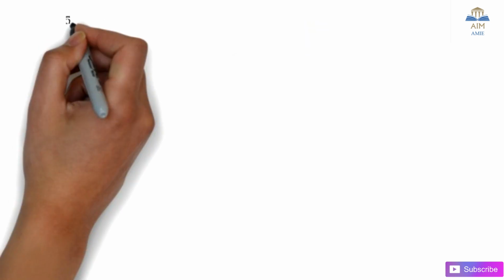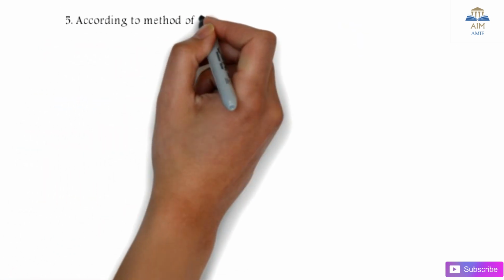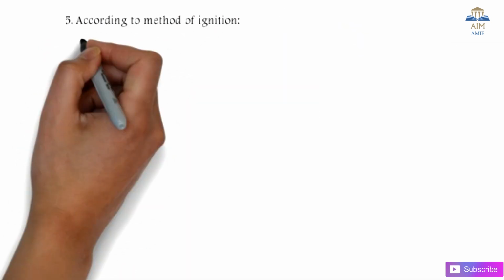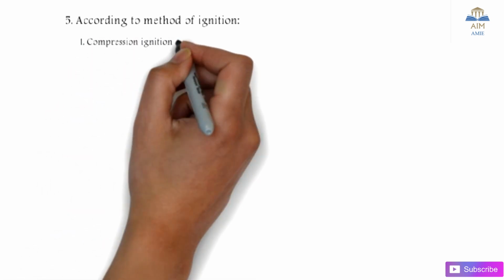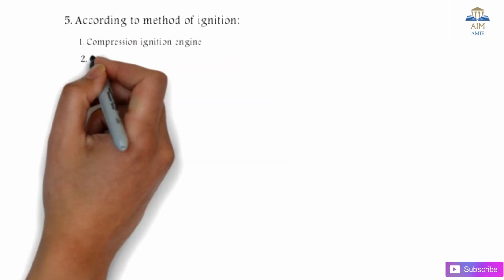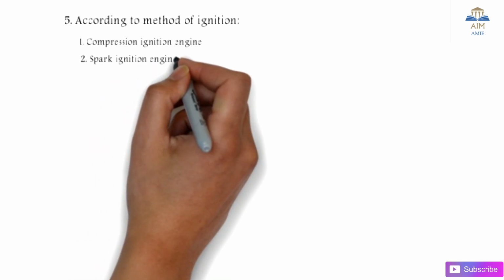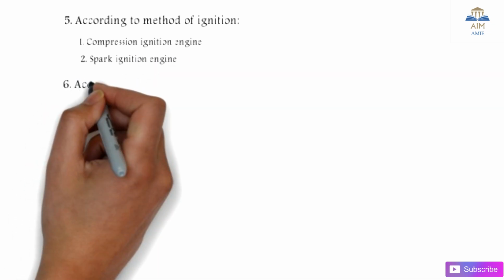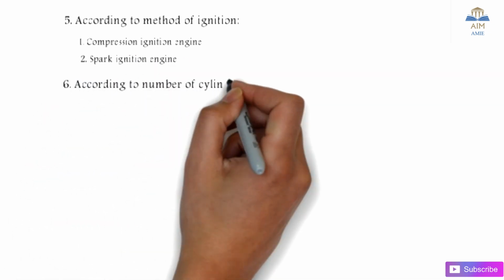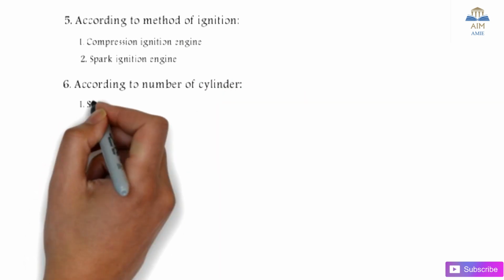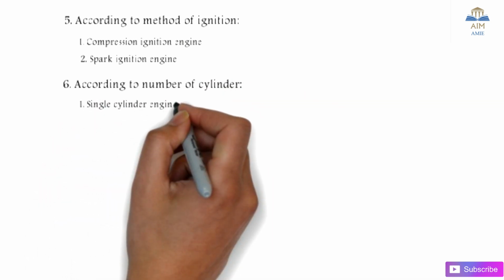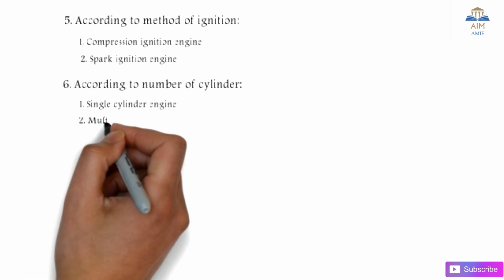So the next one is according to the method of ignition. That is the compression ignition engine and the spark ignition engine. The next one is according to the number of cylinders. We are all familiar with this also, the single cylinder engine and the multi-cylinder engine.